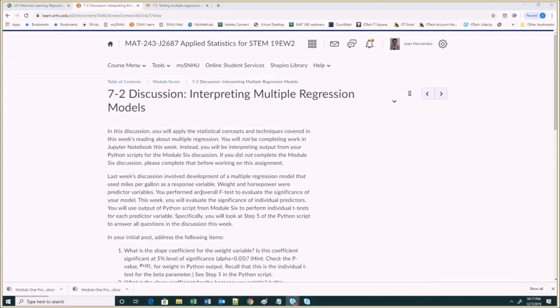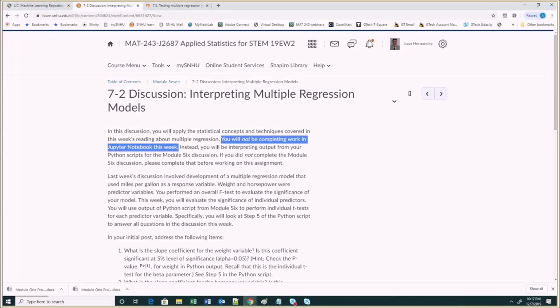So this week's discussion is on interpreting multiple regression models. This is really an extension of the model that students created last week. You will need to refer to those models that were created in week 6 last week. So let's just read through this. In this discussion, you will apply statistical concepts and techniques covered in this week's reading. You will not be completing work in Jupyter Notebook this week. So this is very important.